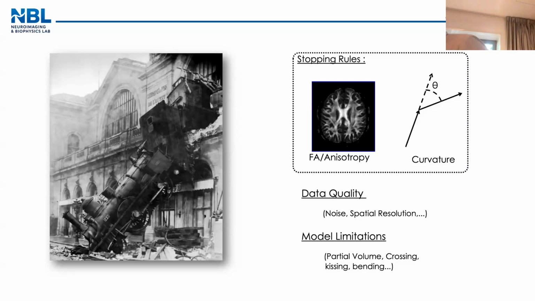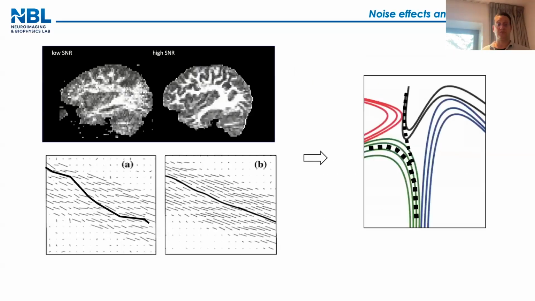And of course, we have model limitation. With the tensor, we cannot solve crossing, kissing, fanning, etc. So we will see that step by step. Let's start with the noise.